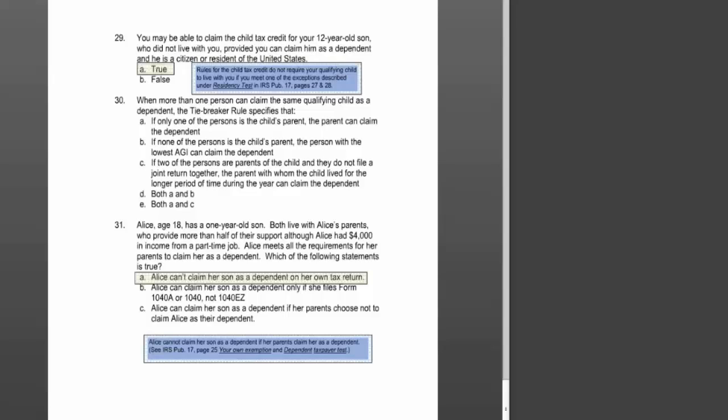Question 31. Alice, age 18, has a 1-year-old son. Both live with Alice's parents, who provide more than half of their support, although Alice had $4,000 in income from a part-time job. Alice meets all the requirements for her parents to claim her as a dependent. Which of the following statements is true? A, Alice can't claim her son as a dependent on her own tax return. B, Alice can claim her son as a dependent only if she files Form 1040A or 1040, not 1040EZ. Or C, Alice can claim her son as a dependent if her parents choose not to claim Alice as their dependent.